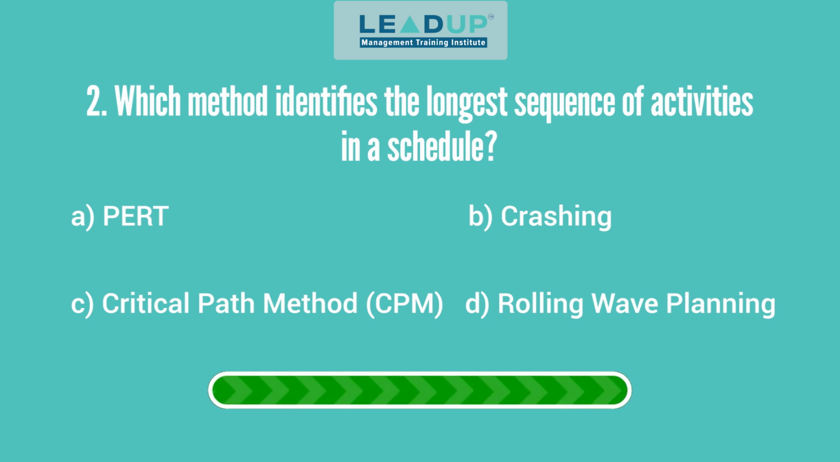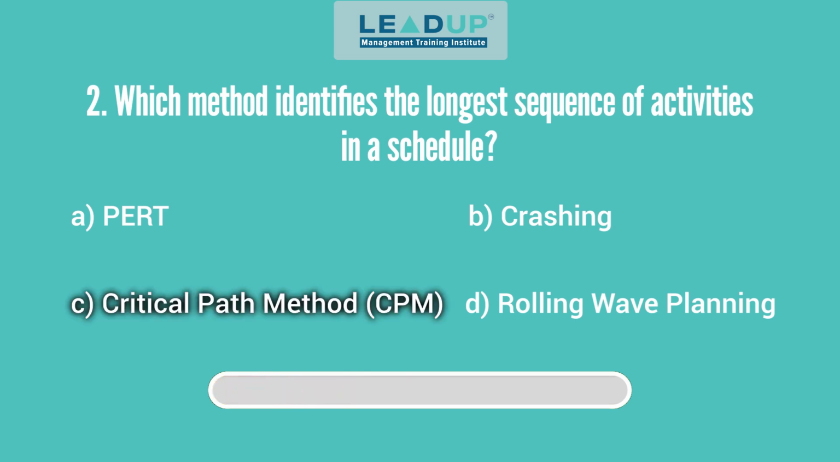Which method identifies the longest sequence of activities in a schedule? A. PERT, B. Crashing, C. Critical path method, CPM, and D. Rolling wave planning. Answer: Critical path method, CPM.